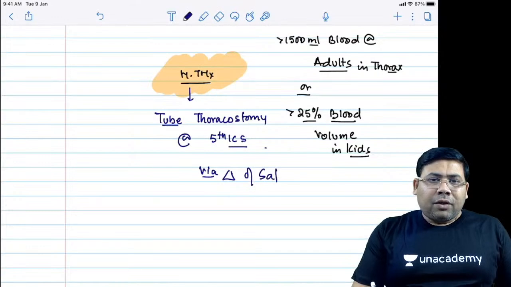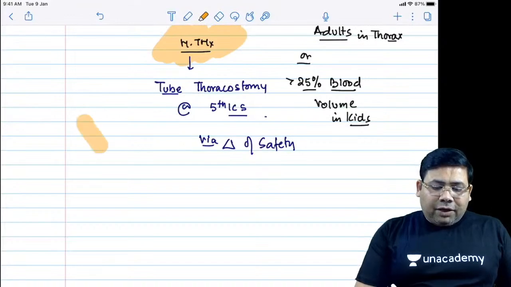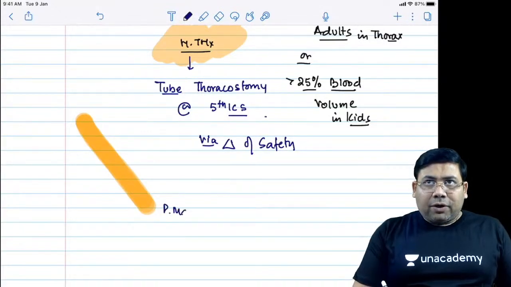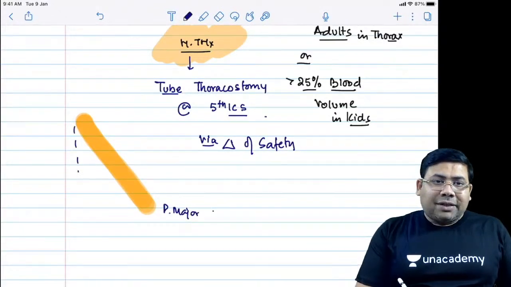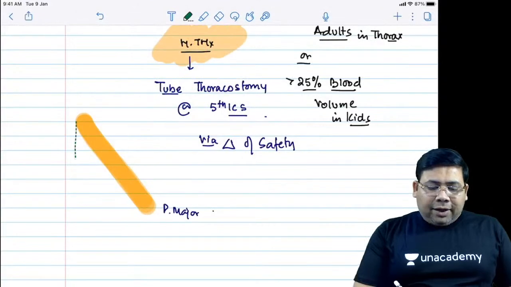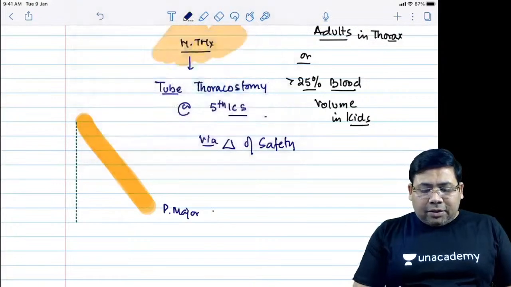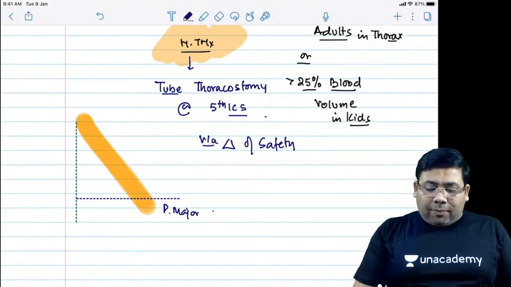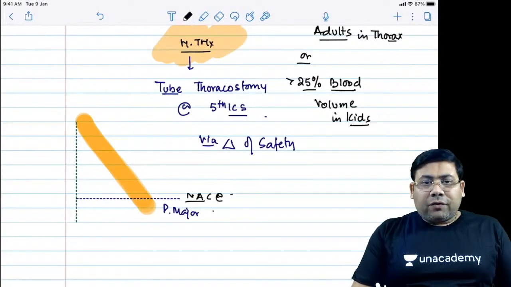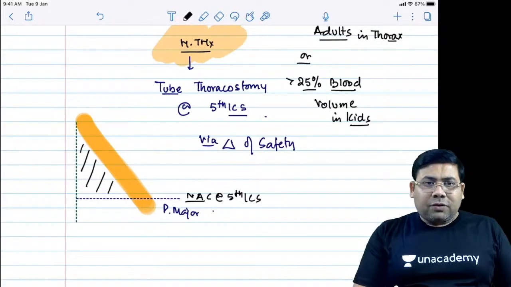Triangle of safety. Now this triangle of safety is also very important. What are the boundaries of the triangle of safety? This is the pectoralis major. Then we have the mid-axillary line. And then an imaginary line extending towards the nipple areola complex. Why the nipple areola complex? Because the nipple areola complex corresponds to the 5th intercostal space. This triangle is what is known as your triangle of safety.